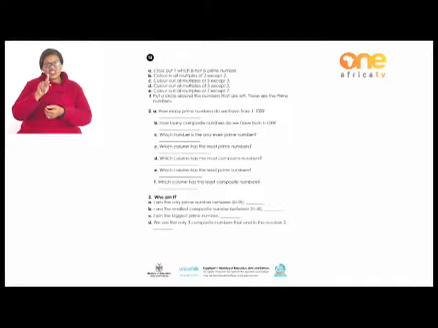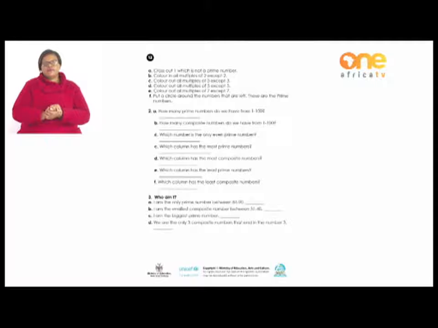Now, you will notice that there is a typing error there because there are 2 C's. So the second C is asking which column has the most prime numbers. Now, I just quickly want us to go to our table so that I can explain to you what a column is.